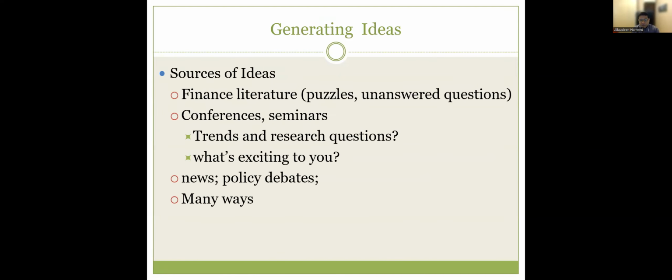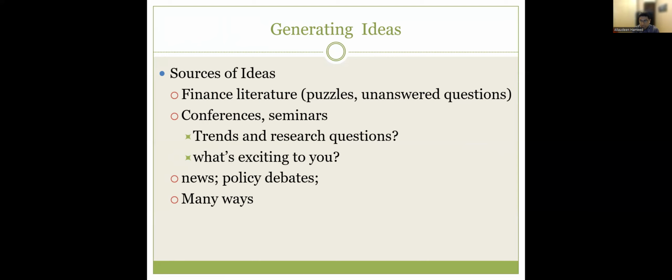So where do we get ideas from? There are plenty of papers in finance, and it's growing exponentially over the years. And there are many puzzles that are still unanswered, right? So unanswered questions in finance would be a source of research ideas. And where do you get these puzzles from? Besides the literature, you can also see it from attending conferences and seminars. So conferences and seminars also reflect the current trend of research, right?